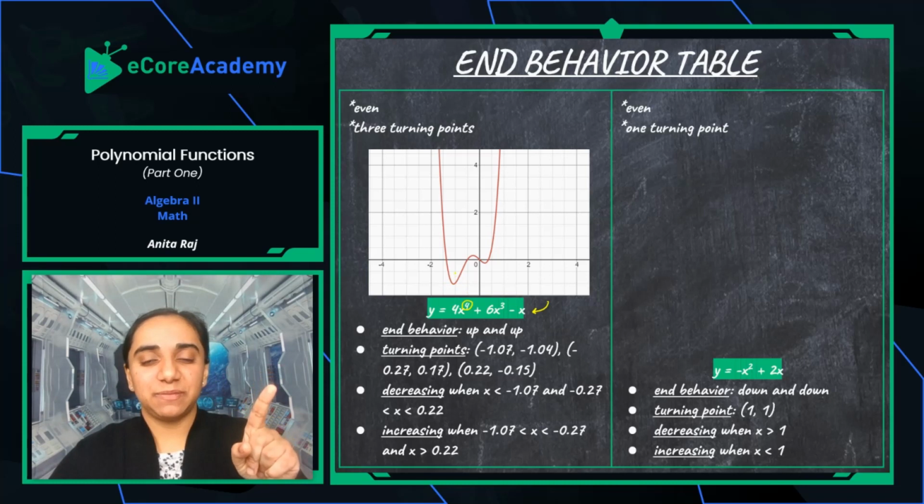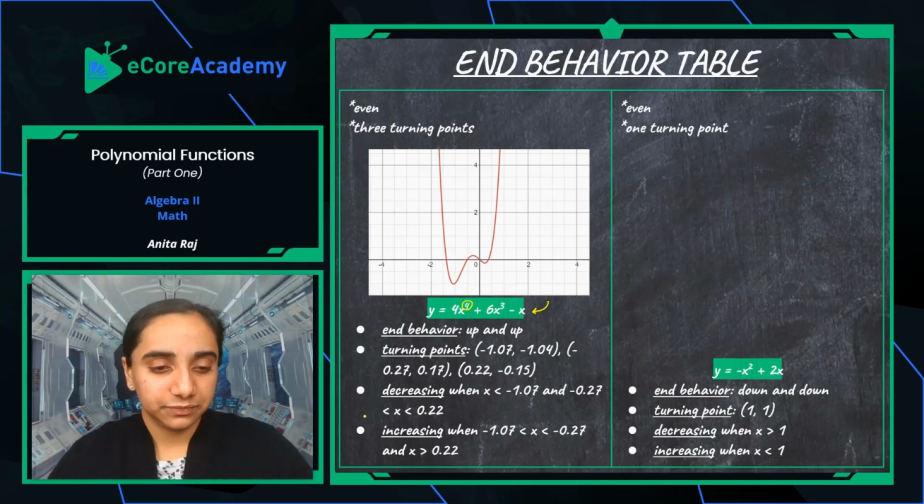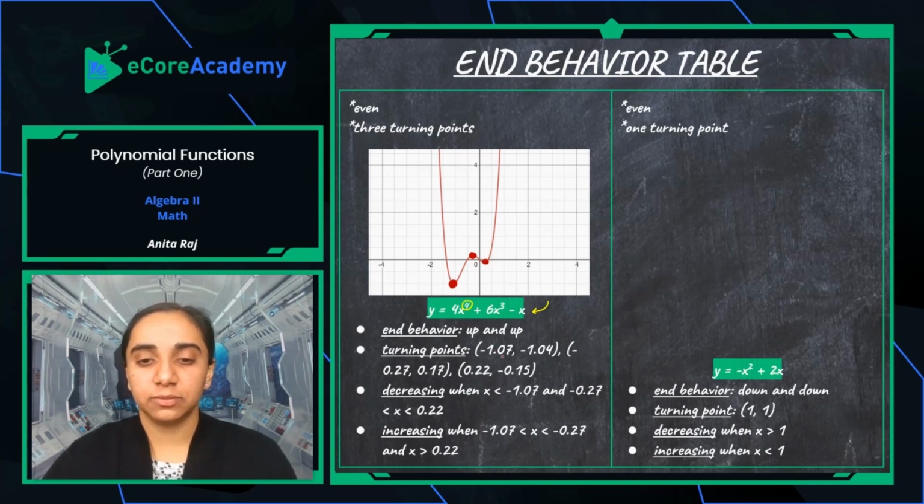Okay, let me quickly change my pen color so that I can show you. Okay, I changed my pen color. If you look down here, this is going to be your first turning point. This is going to be your second turning point. And this is going to be your third turning point. And I've written it down here. Turning points: negative 1.07, negative 1.04, which is here. And then you've got negative 0.27, 0.17, which is here. And then you have 0.22, negative 0.15, which is here.